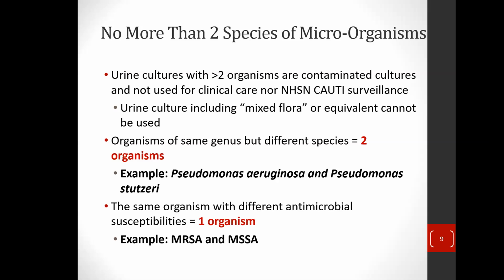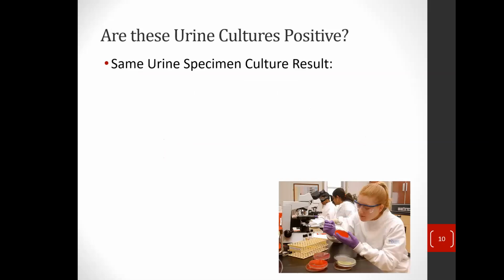If it's speciated, Pseudomonas aeruginosa, versus Pseudomonas stutzeri, then that is 2 separate species. However, if you've got an organism with different antimicrobial susceptibilities, such as methicillin-resistant staph versus methicillin-sensitive staph, that is still considered 1 organism. So let's practice that just a little bit.